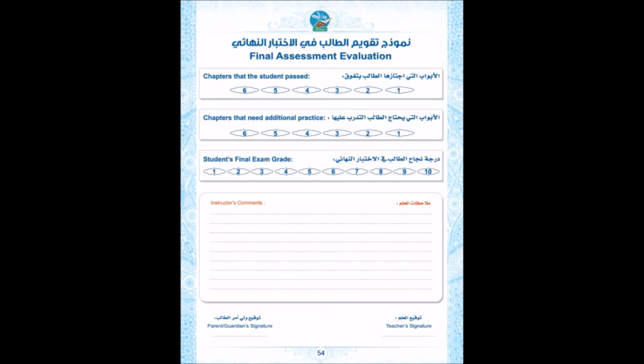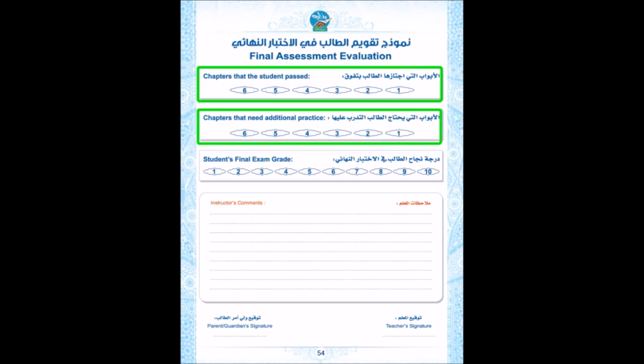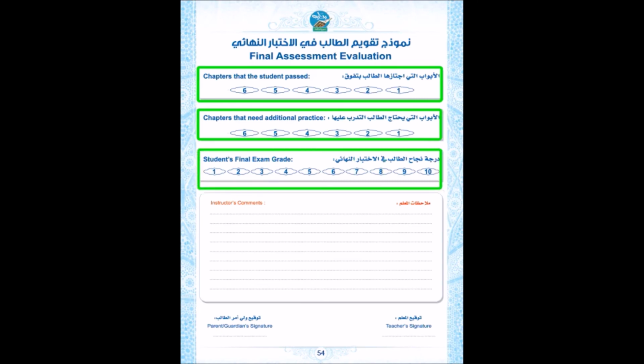This is not just for chapter 7 or the final test. We like to use this for the entire book in general. So the chapters, not the lessons, the chapters that the student has passed, this should be the majority of them, and for some we may need additional practice or help from the workbook or the website. And then finally, we give a final grade to the student. Of course, the goal is 9 or 10. We can work with 8 out of 10, but that means the student still needs some review.